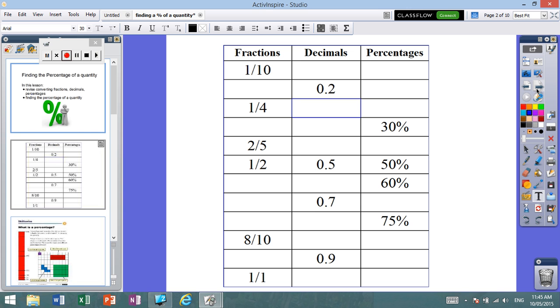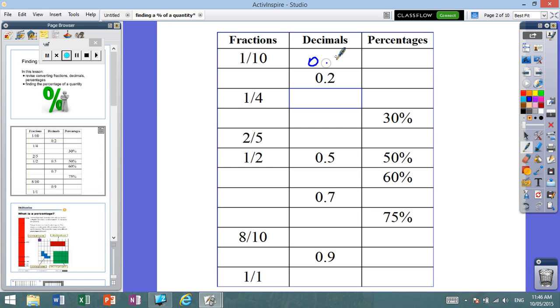Alright, hopefully you've filled out the table and had a bit of a crack at it, and we'll see what we've got. So 1/10 is the same as 0.1, which is the same as 10%. Okay, 0.2 is 20%, and it is 2 over 10, or it is 1/5. Then we have a quarter, and a quarter is 0.25 and 25%.